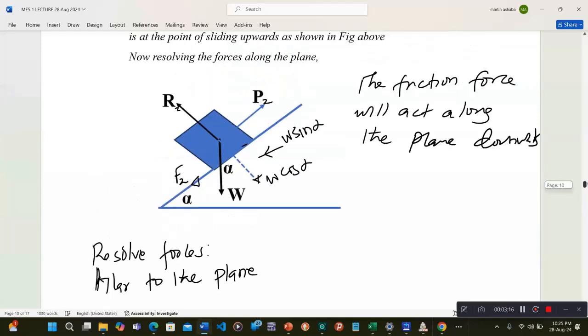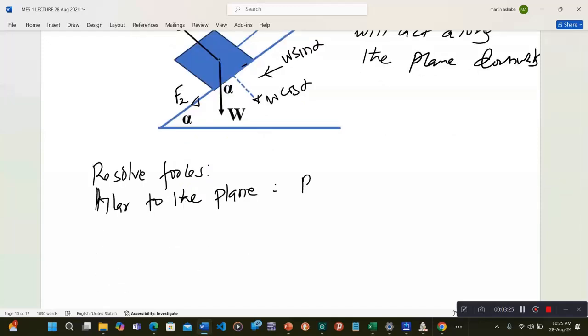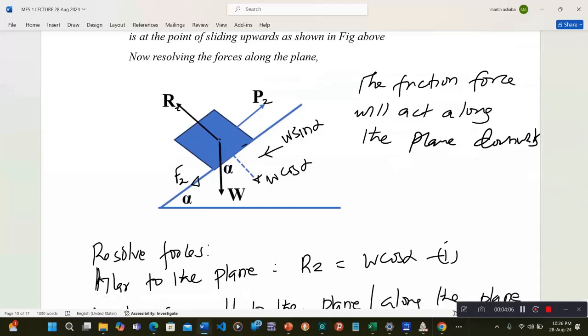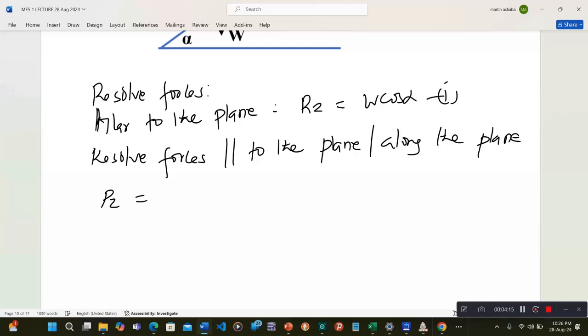When we resolve forces perpendicular to the plane, that's where we involve R2 and then W cos alpha. So our R2 should be equal to W cos alpha, and we can call this equation 1. Then we resolve forces parallel to the plane, or along the plane. What happens is that along the plane we will have P2, and P2 is equivalent to F2 plus W sine alpha.